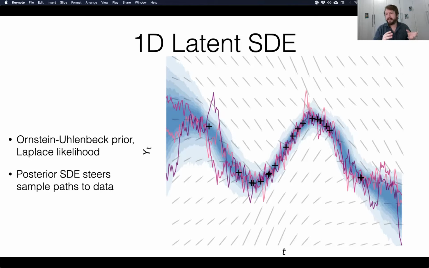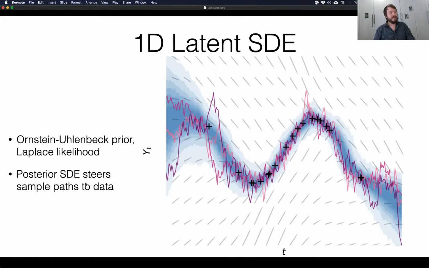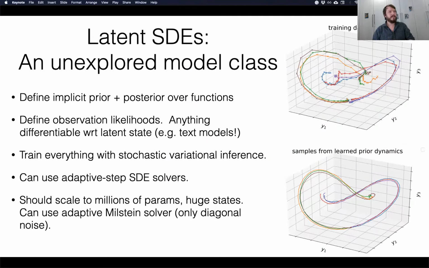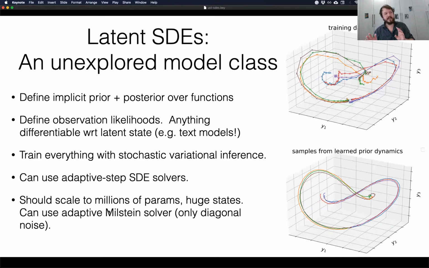Okay, this is probably a good place to stop for questions, because this is showing these models in action. And this is just one dimensional. This can all work with a 1,000-dimensional state. I can only show you 1 or 2 dimensions at a time. So this is a new model class that we can now explore. There's PyTorch code available. You can use any likelihoods you want, and this scales to millions of parameters. It's the standard scaling regime of any deep learning method.